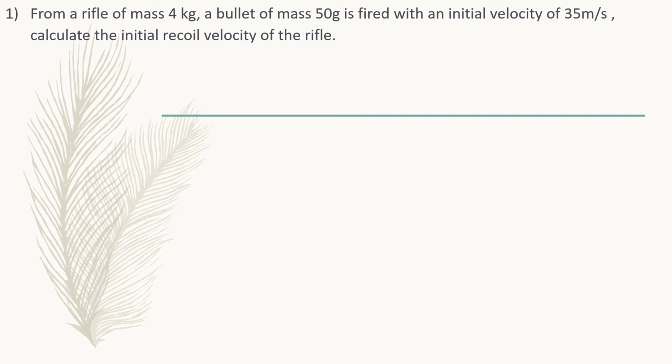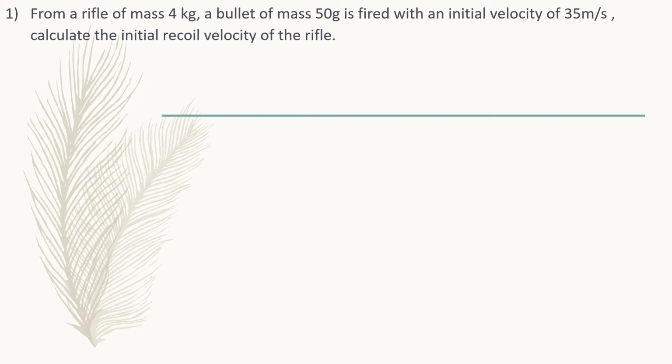So there is a rifle out of which a bullet was fired with a velocity of 35 meter per second. And as a result, the rifle has got a recoil which was in the backward direction. And we have to find out what is the velocity of that recoil of the rifle. So, the first step is listing out all the things that the question provides to us.